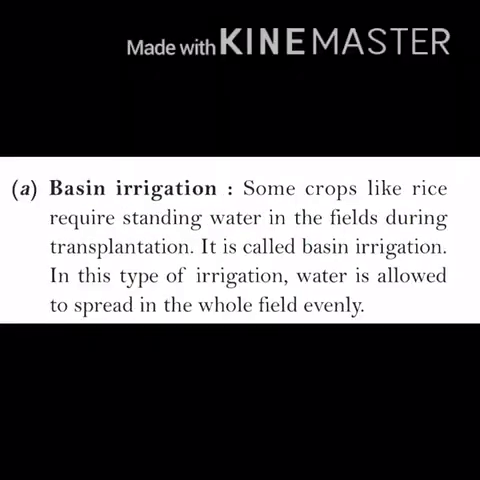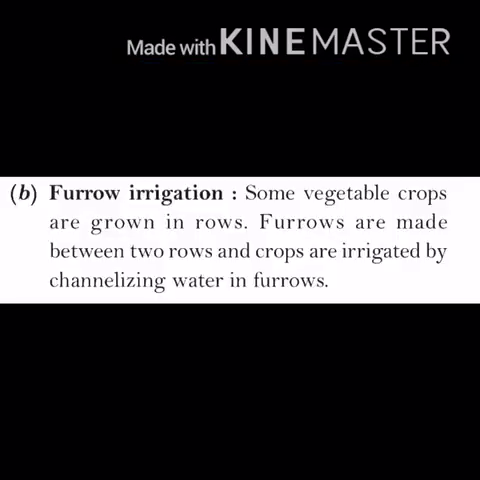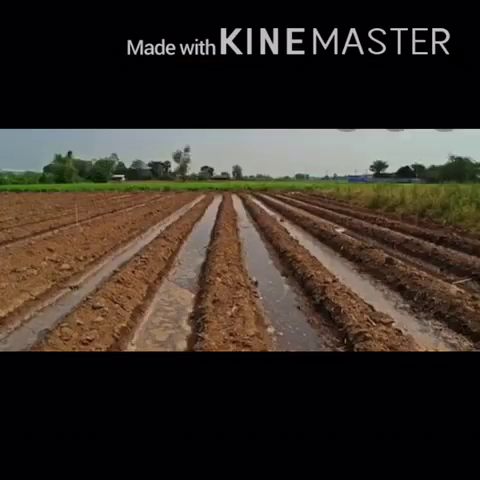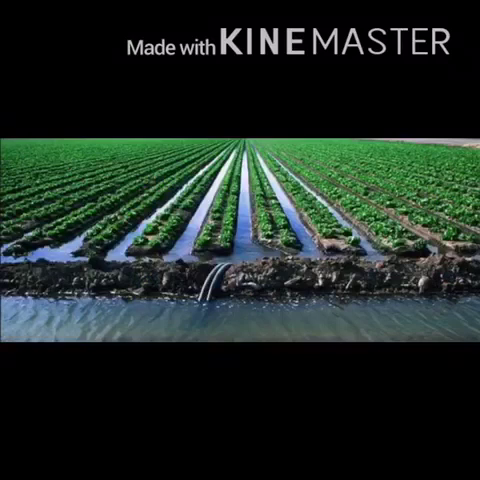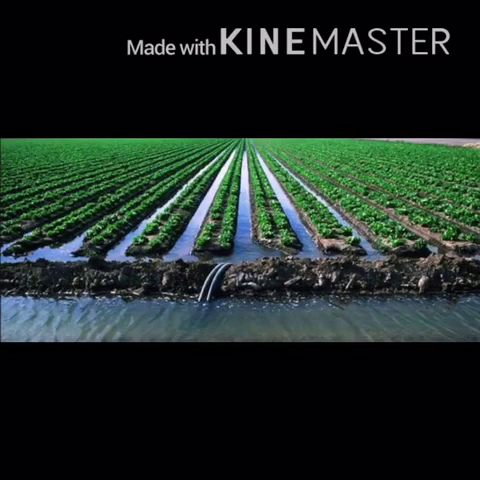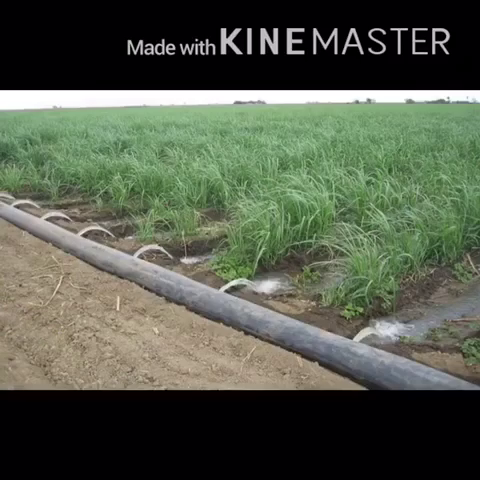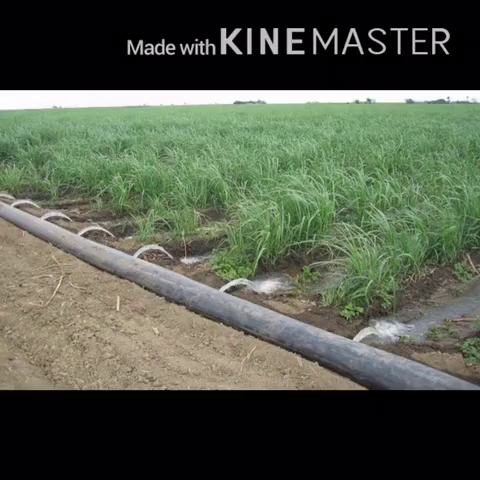First is basin irrigation. Some crops like rice require standing water in the fields during transplantation. It is called basin irrigation. It means water is allowed to spread over the field evenly and then rice plants are transplanted, means they are sown in the field that is filled with water. Next is furrow irrigation. Some vegetable crops are grown in rows. Furrows are made between two rows and crops are irrigated by channelizing water in the furrows. You can see the pictures of furrow irrigation in this video.